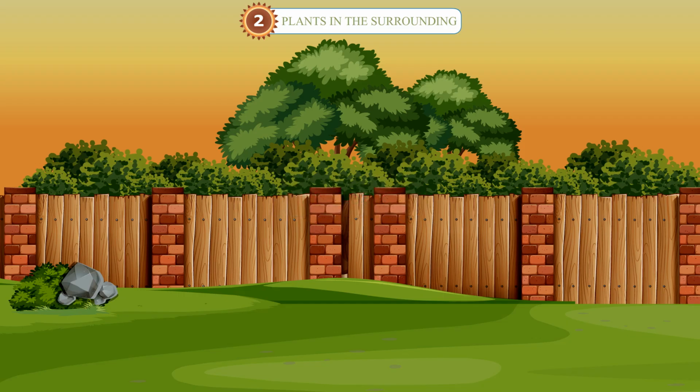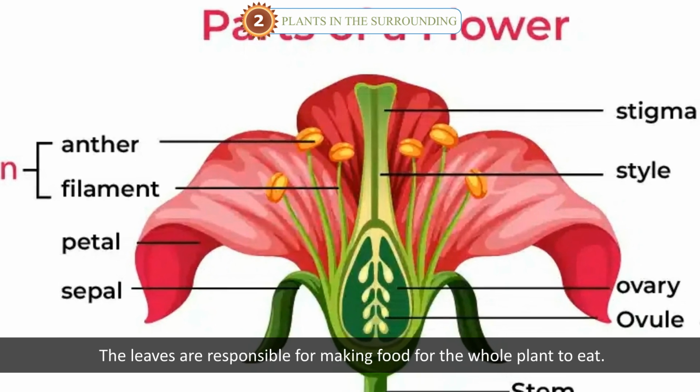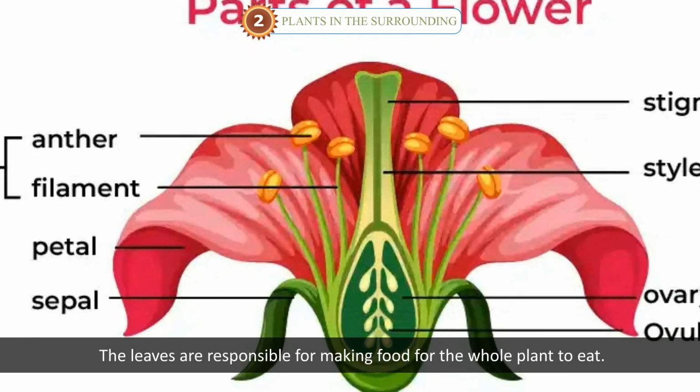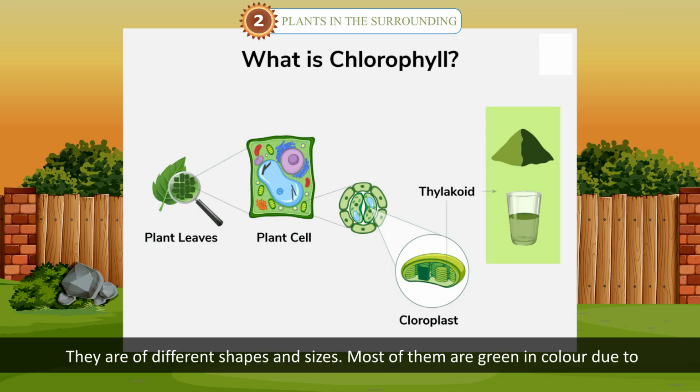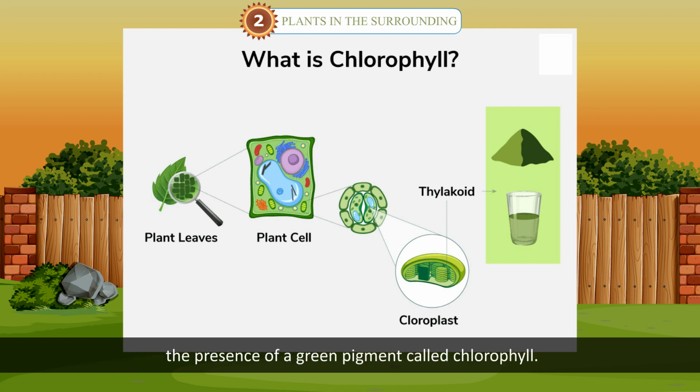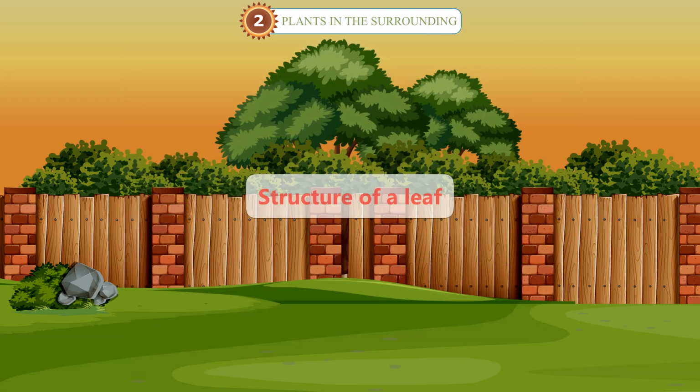The leaves. The leaves are responsible for making food for the whole plant to eat. They are of different shapes and sizes. Most of them are green in color due to the presence of a green pigment called chlorophyll.